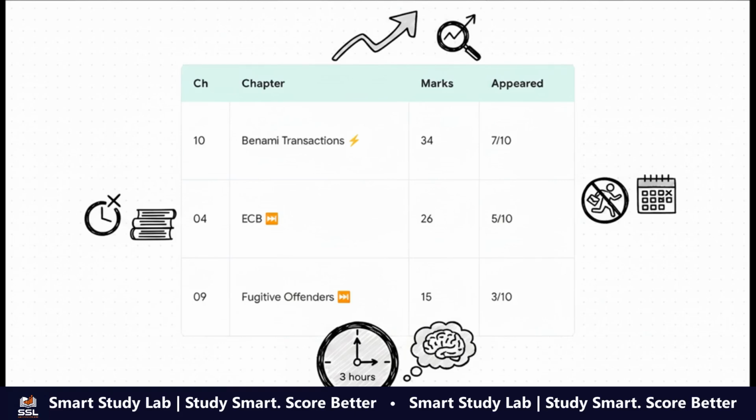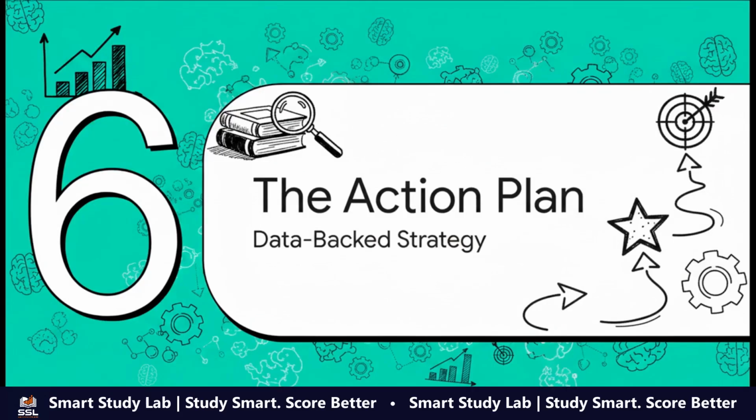But the real story in Tier 4 is what we call smart skips. I'm talking about Chapter 4 on ECB and Chapter 9 on fugitive offenders. Look, they've barely shown up, and together they're worth just 41 marks across 10 entire sessions. The data is screaming at us. Spend a maximum of 3 hours on both of these chapters combined. That's it. And now for the most important part, the action plan.